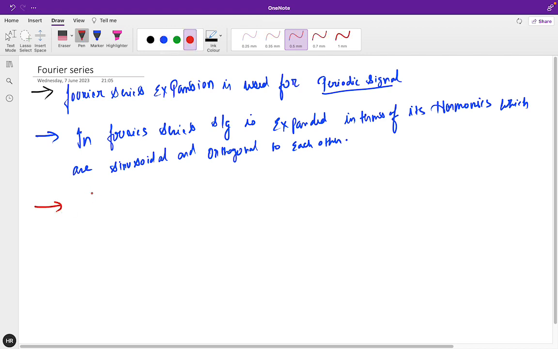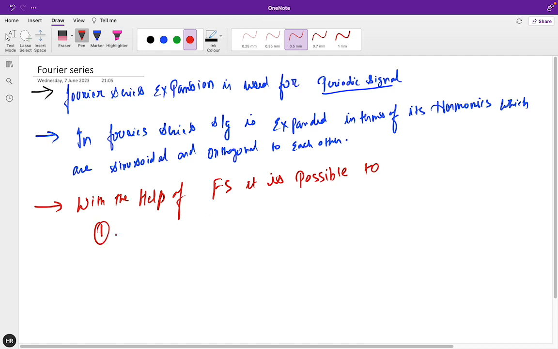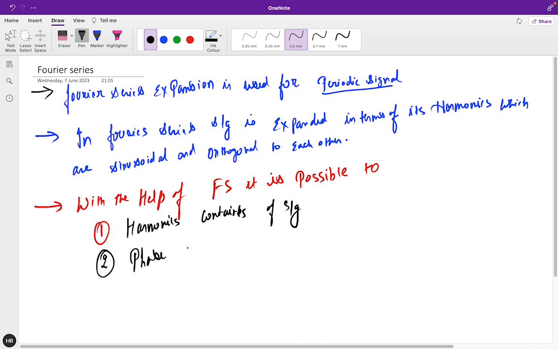So why is Fourier series needed? With the help of Fourier series, it is possible to determine what harmonics the signal contains. So we can easily find the harmonic content of the signal. The second one is the phase content of a harmonic, meaning the phase value. The phase value we can also determine. And the third one is the power content of a harmonic.